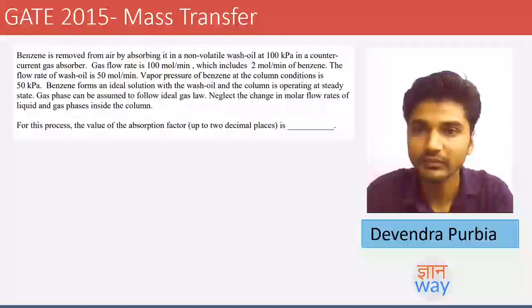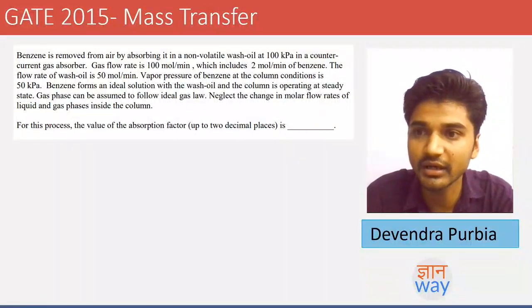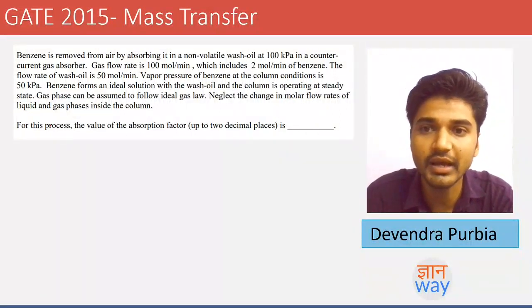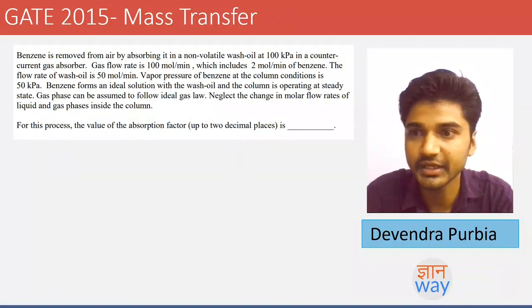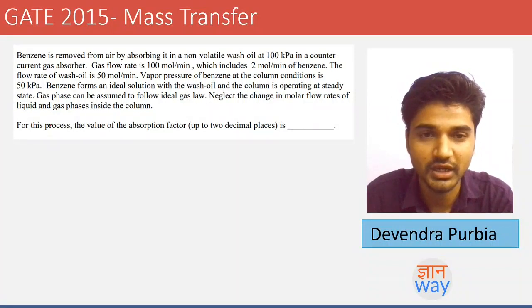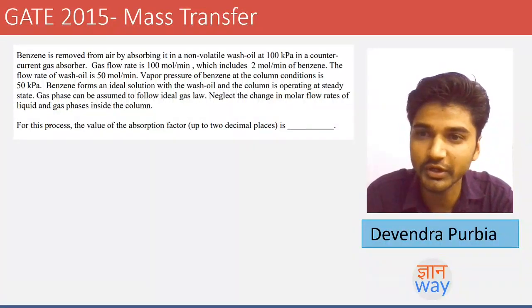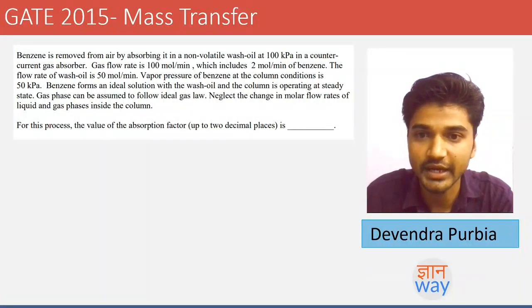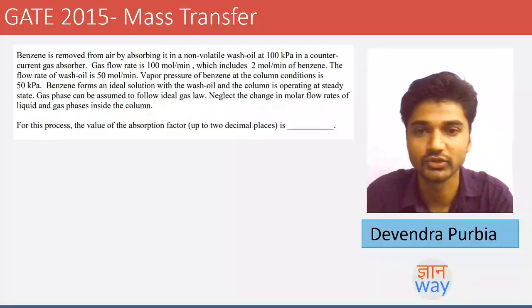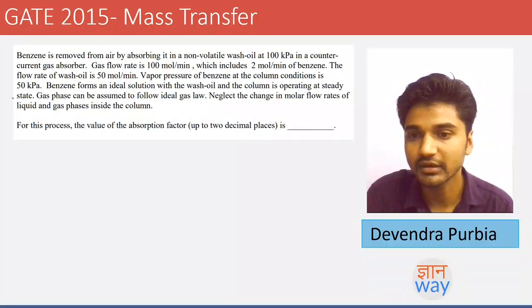Now in the next question, benzene is removed from air by absorbing it in a non-volatile wash oil at 100 kilopascal in a countercurrent gas absorber. The gas flow rate is given, which includes the vapor fraction of benzene, and the total flow rate of wash oil is also given. And we have been given that this solution is acting as an ideal solution. So first we will consider the absorption column.